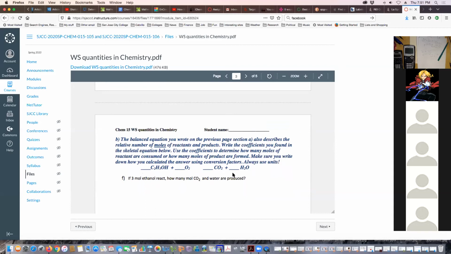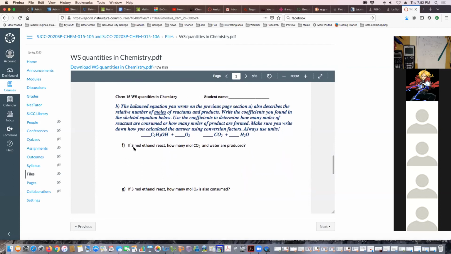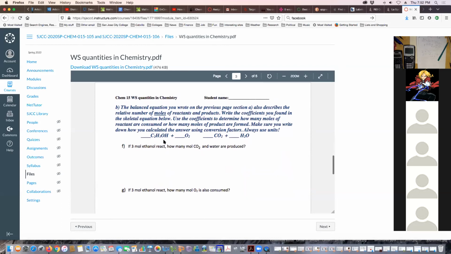So this worksheet's kind of got everything. It's got balancing and moles, and then here you're just going from moles to moles. 3 moles of ethanol, and by the way, this thing here is ethanol, the C2H5OH.